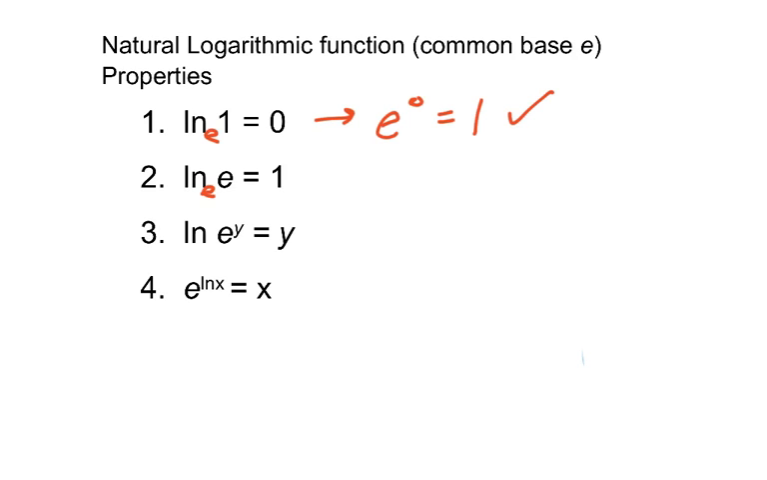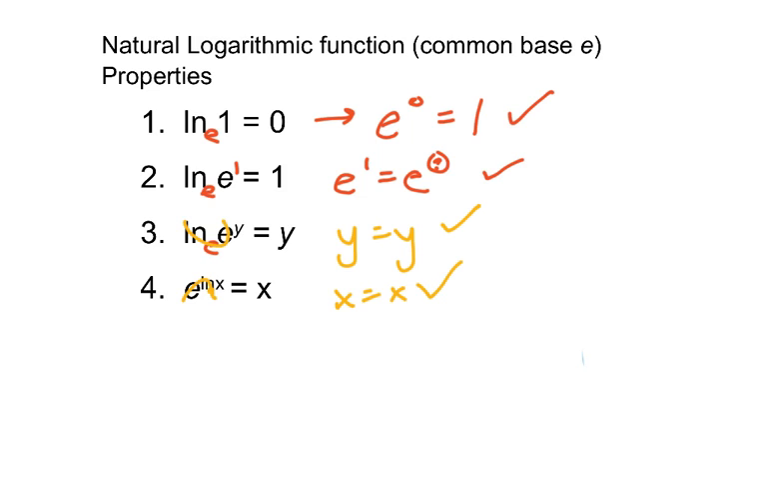This one here is your canceling. So it's saying natural log of e is just 1, because e to the 1 is going to equal e. The next one, natural log base e of e, cancels as we've seen before, and so y equals y. And then the last one, e to the natural log of e, either way tells you that x is x.